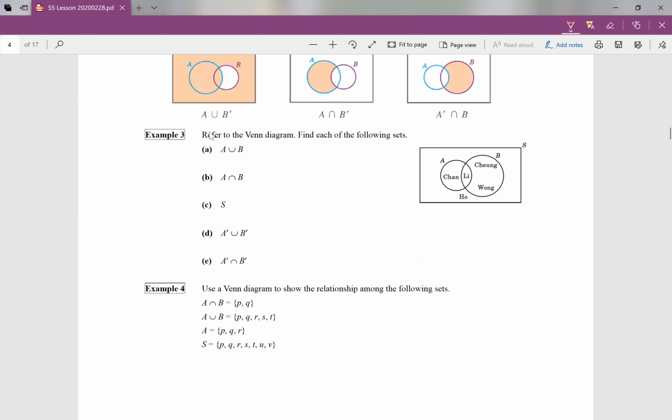Next example. Refer to the Venn diagram. Find each of the following sets. First, A union B. A union B is all the things that are in A and all the things in B. And we don't have to write it twice. So Chen, Li, Wang.